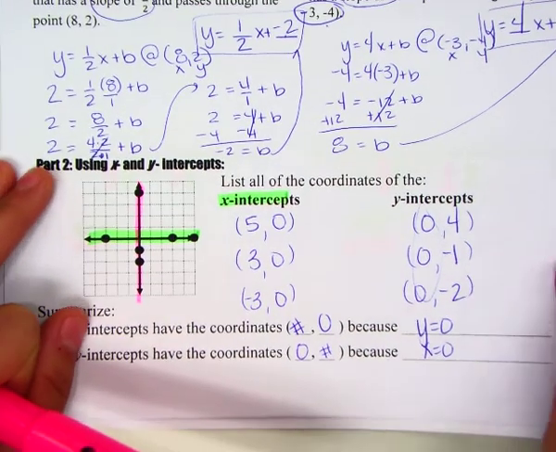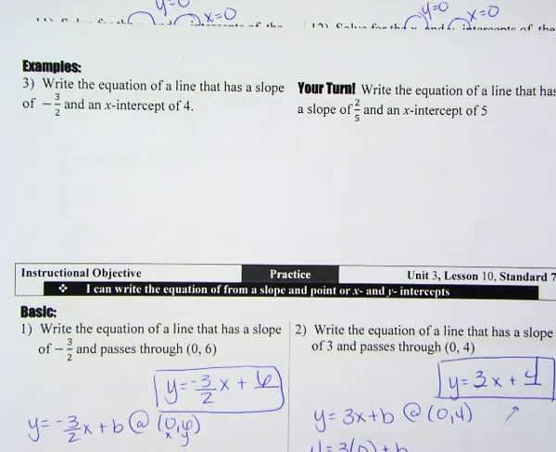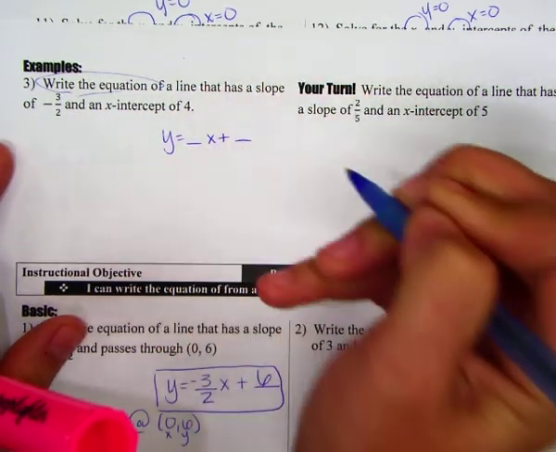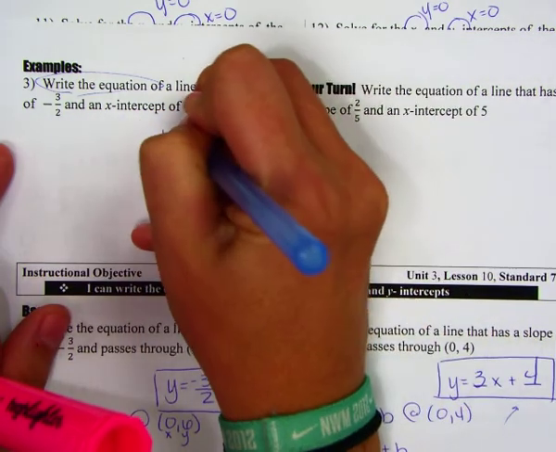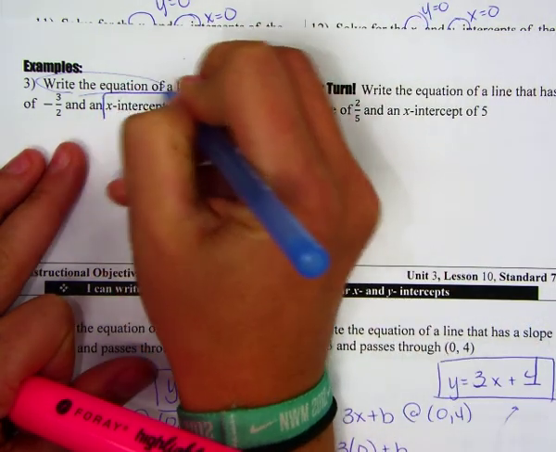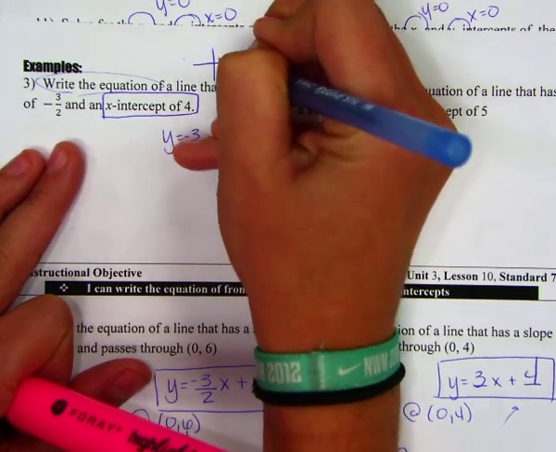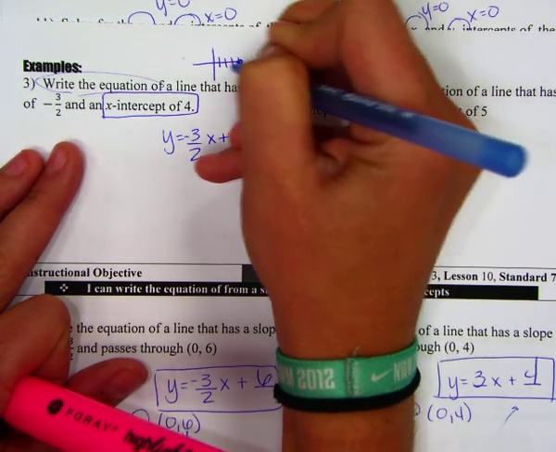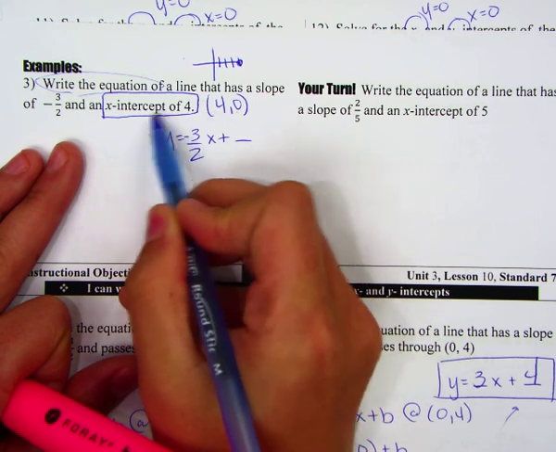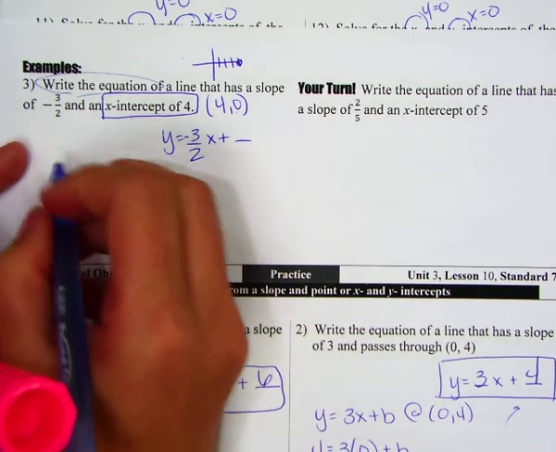Okay? How is this helpful? Well, when we do problems like this, write the equation of a line that has a slope. So write the equation, write the skeleton, that has a slope of -3/2. So I'll substitute that in. And an x-intercept of 4. If it's an x-intercept of 4, that means it has the coordinate, let's see, right 4, up or down 0. So the point is really disguised in the vocabulary. So I can use this point to substitute and solve.